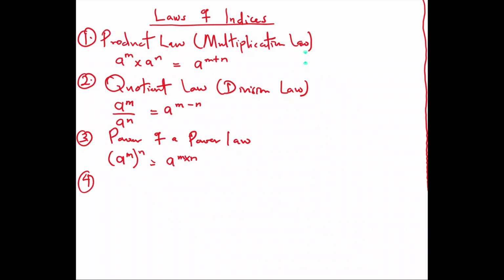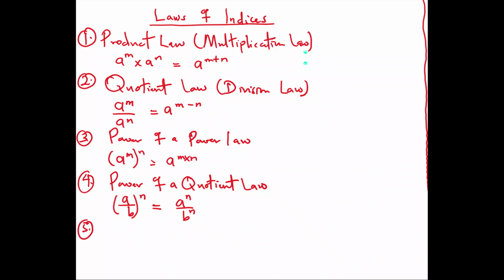Number 4, we have the power of a quotient law. It says that when a fraction is raised to a power, the power applies to both numerator and denominator. For example, we have a over b all raised to power n. So you distribute the n on a and b, and that will be a raised to power n over b raised to power n. This is the power of a quotient law.